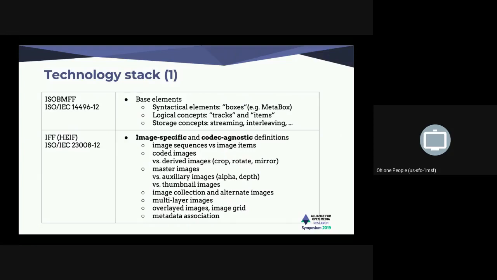That specification also defines different roles for different images. So you may have a master image, the image that is meant to be displayed in full resolution. And then you may have thumbnail images when you want to display them in your preview. Or you may have auxiliary images that are not meant to be displayed individually. But for example, if you have a transparency channel, that could be an auxiliary image. That specification also defines multi-layer images, how you process them. It defines how you can overlay multiple images together or make a larger image based on a grid of smaller images. It also defines how you associate metadata like EXIF or XMP to your image.